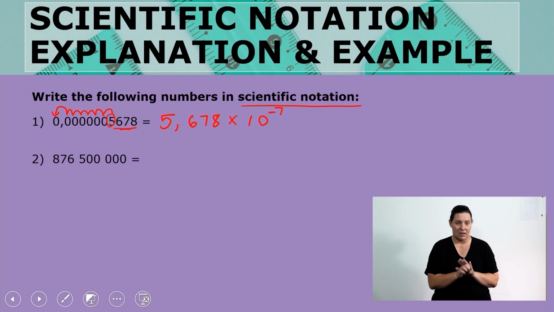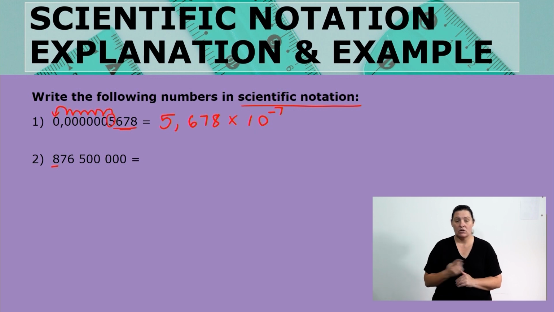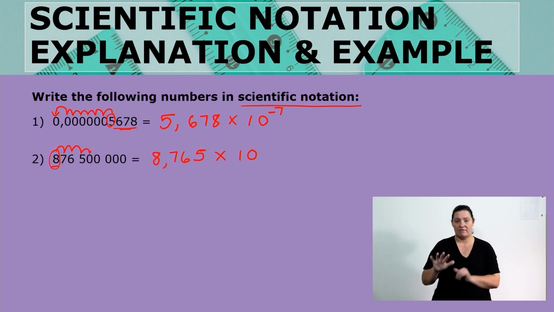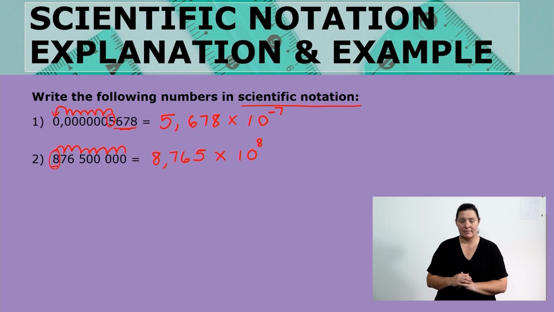Our next example, we are looking at the 8, that is 876,500,000. So we are going to say that is 8.765, and then we are going to multiply that by 10, and we are shifting the 800 million to the right. So we know that our exponent is going to be positive. 1, 2, 3, 4, 5, 6, 7, 8. Those are 8 spaces to the right.